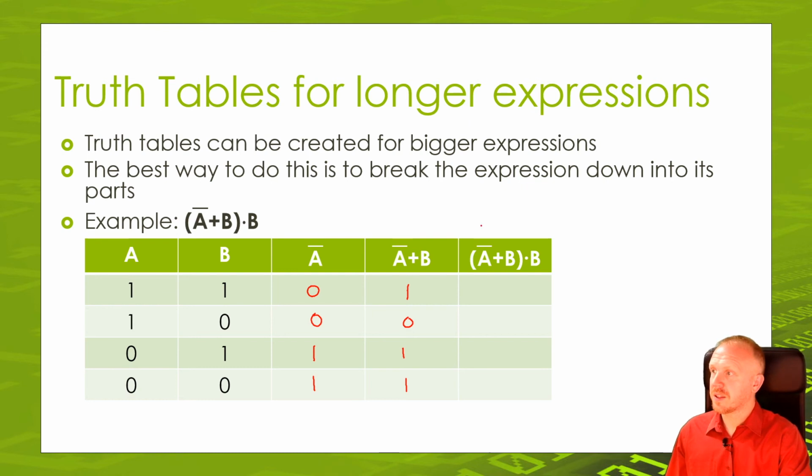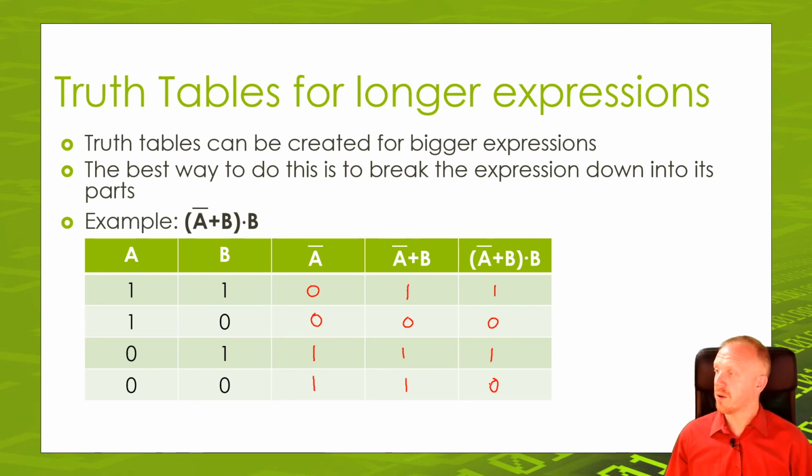And then finally this one here, which is a full expression, we've already calculated not A or B, and we're just ANDing it with B. So here's not A or B, and here's B, and we're looking for where both this column and this column has a 1, and that's when it's going to be a 1. So this one is a 1, this one, that's a 0, so it's not 1 there. Here, both are 1, and here it's 0. So that's the truth table for not A or B and B.